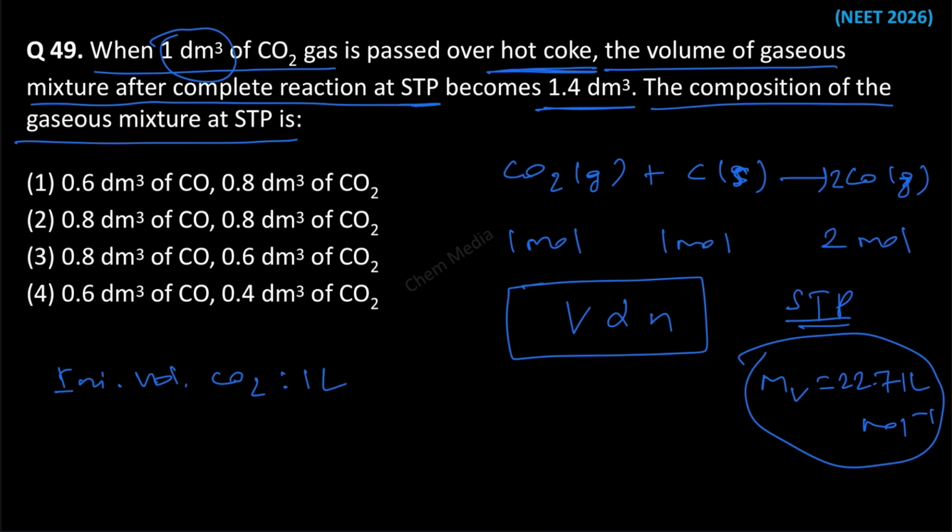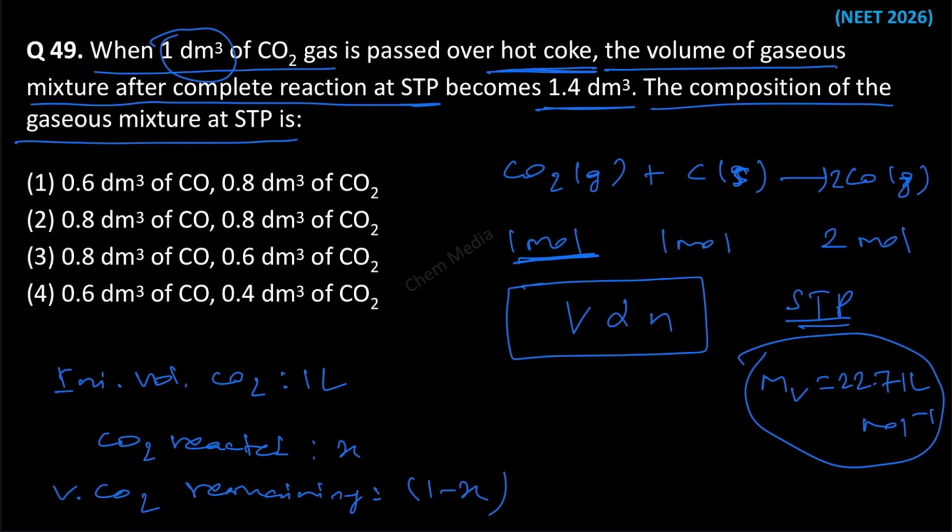What is the volume of CO2 reacted? Volume of CO2 reacted is x. So in that case, what is the volume of CO2 remaining? Volume of CO2 remaining would be 1 minus x, isn't it? What would be the volume of CO produced? If x moles of CO2 is reacting, how many moles of CO would we get? 2x moles, isn't it? Because if we have 1 mole, here we should get 2 moles. If we have 4 moles here, then we should get 8 moles, because that's the stoichiometry here.